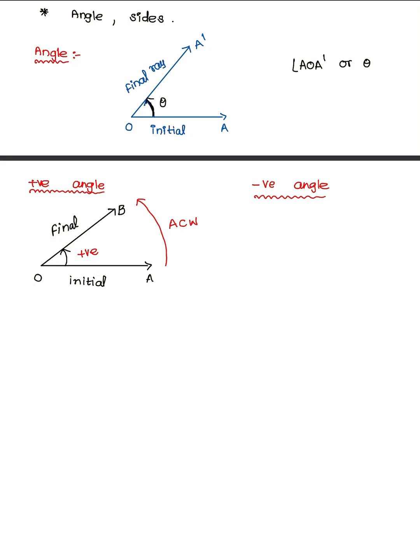In the same way, suppose the amount of rotation from initial ray to final ray is in the clockwise direction. This is a clockwise direction from initial ray to final ray. Then we call it a negative angle. So this angle is negative. Hope you got this too, the introduction part and angle, positive angle, negative angle.